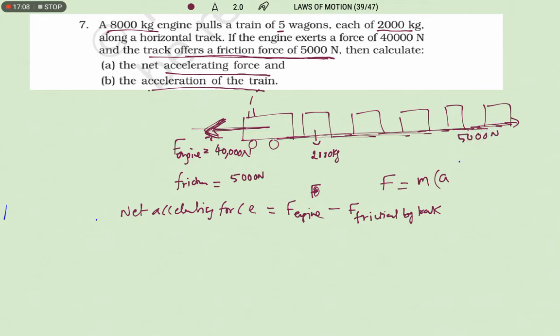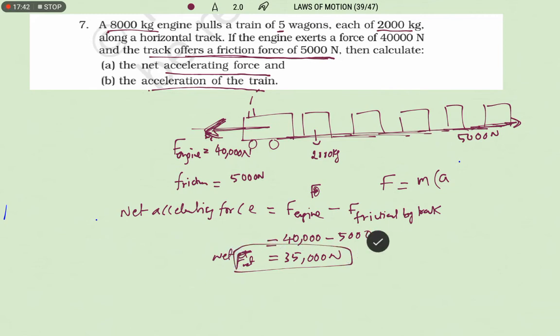So what will be the total resulting force? Net force is an unbalanced force. Two forces are acting in opposite directions, that's why we need to find the difference between the forces. 40,000 minus 5,000, we get 35,000 newtons as the net accelerating force, F net. And then the acceleration of the train they are asking.